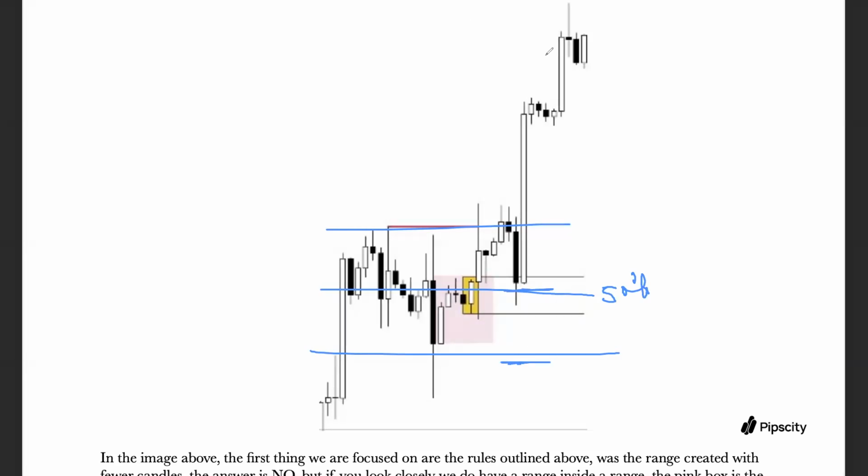All right. So regardless, you're still taking the setup. The only difference is your risk is going to be more in terms of pips, but in terms of percentage, you're still risking the same amount. So that doesn't really change.